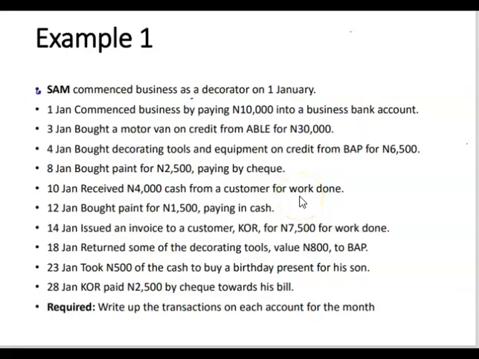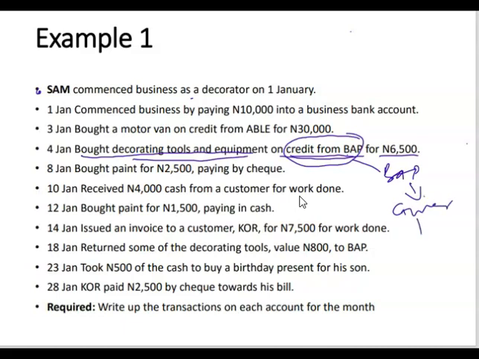On the 4th of January, the business also bought decorating tools and equipment on credit from BAP for 6,500. For us to have bought on credit, that means we have not paid. Then the person who sold it to the business, we need to reference the person's name, which is BAP. BAP gave the decorating tools and equipment to the business. That means it's the giver, which we need to credit.